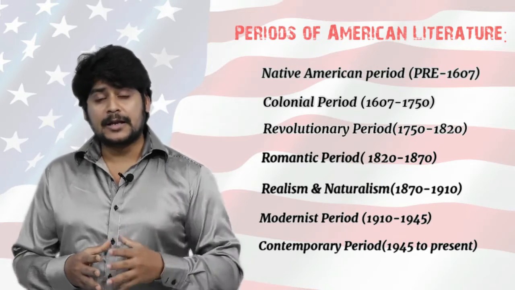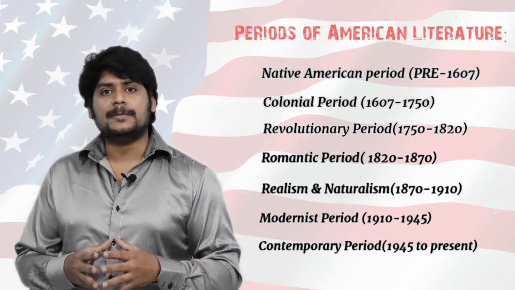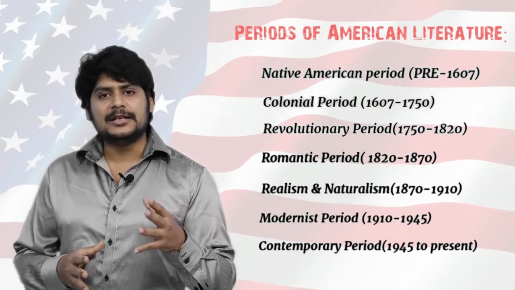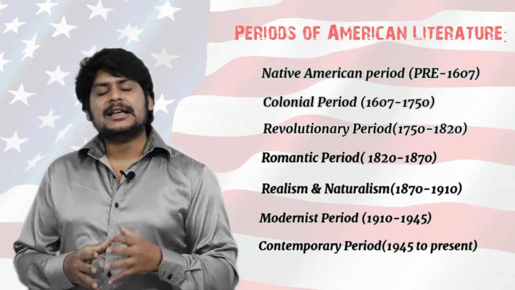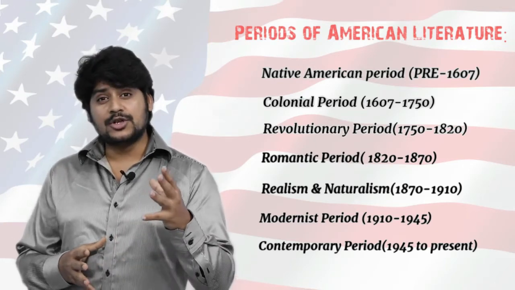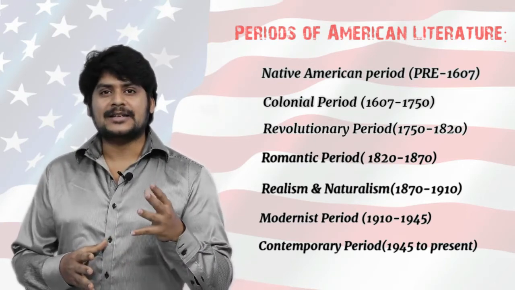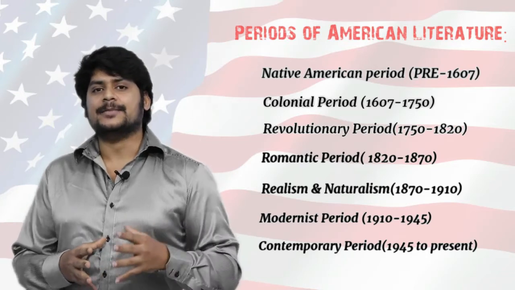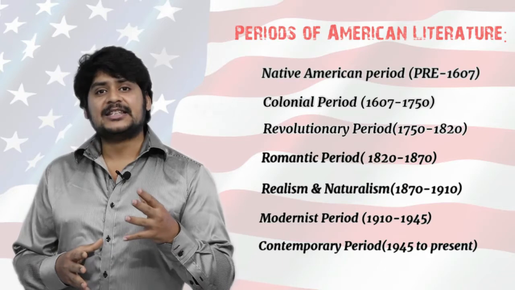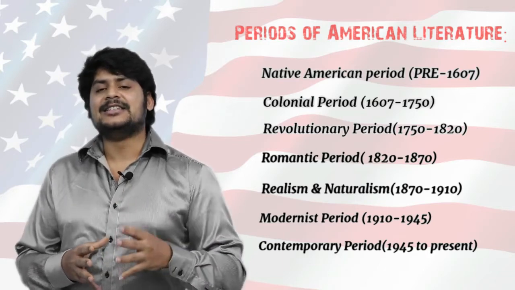After the colonial period came the Revolutionary Period. The Revolutionary Period started from 1750 and stretched up till 1820. After the Revolutionary Period came the Romantic Period, or Romanticism. The Romantic Period started from 1820 and stretched up till 1870.